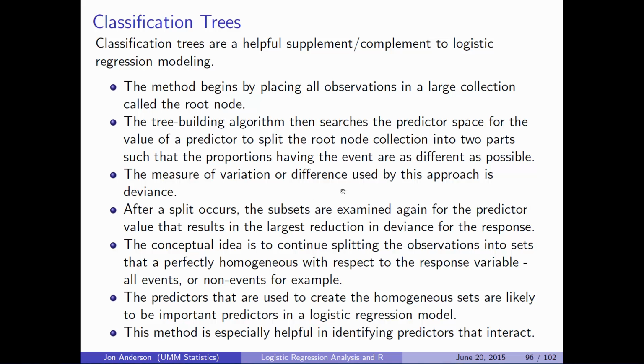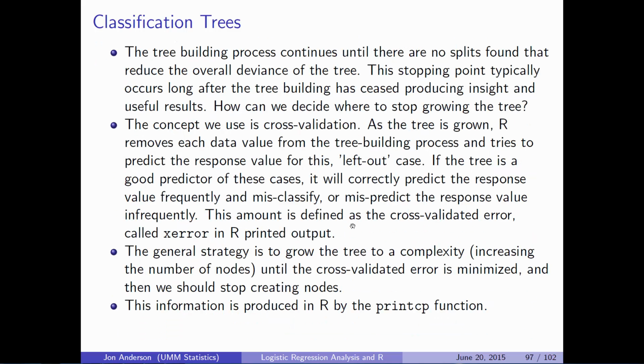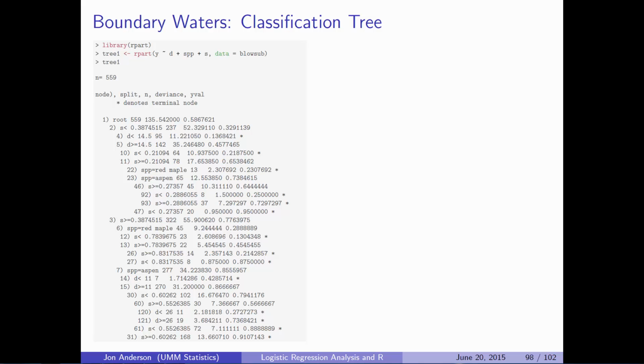Another technique to help with logistic regression type situations, where you have an event, non-event response variable, is through tree building or classification trees. The way this works is you need some new packages, the rpart or recursive partitioning package, and you specify a model just like you did for logistic regression. You have your event variable as a function of diameter, species, and severity.